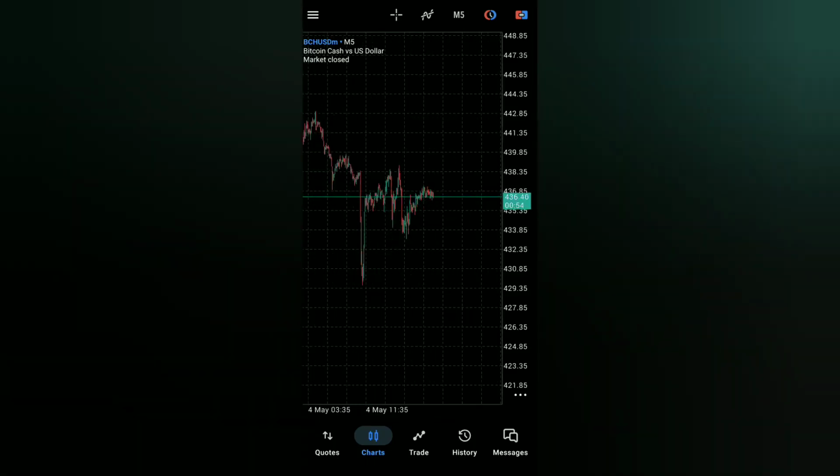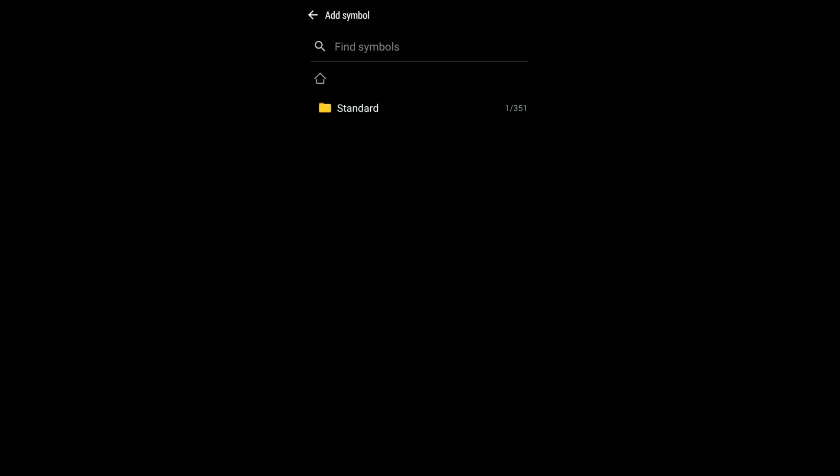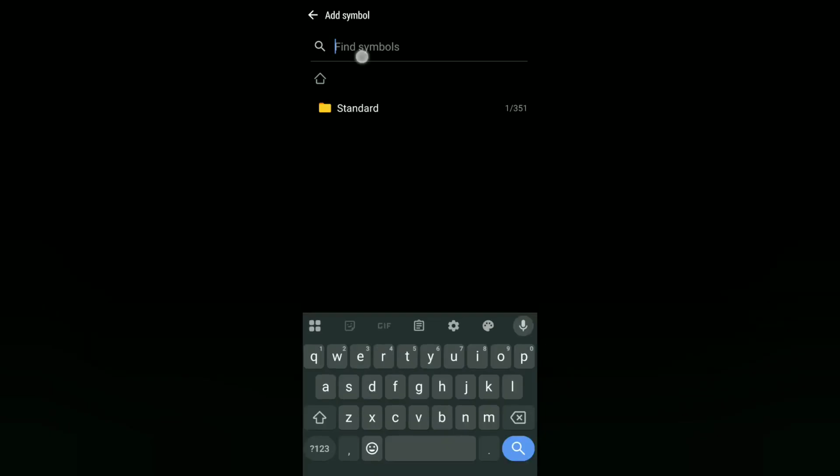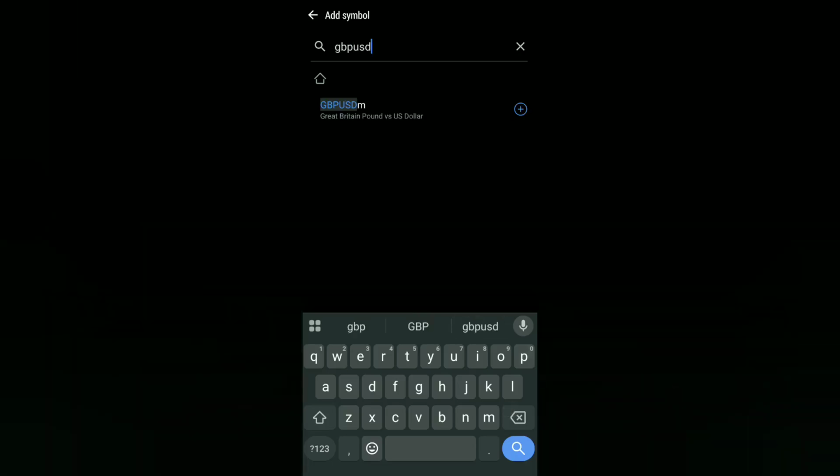So now come down to this quote. You see this quote down here. Just come here to this quote. Then you come to this plus sign here. See this plus sign. Come to the plus sign. Now this is where you add your pairs or what you want to trade. Let's say we want to trade GBP USD. You just click it and type GBP USD. Can you see it? You click it.